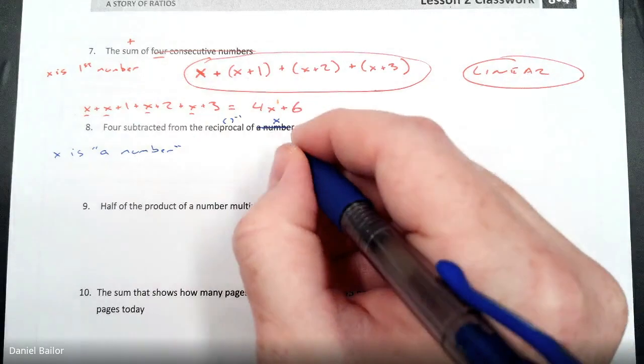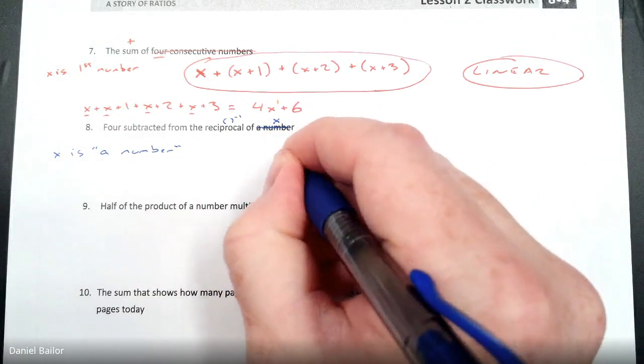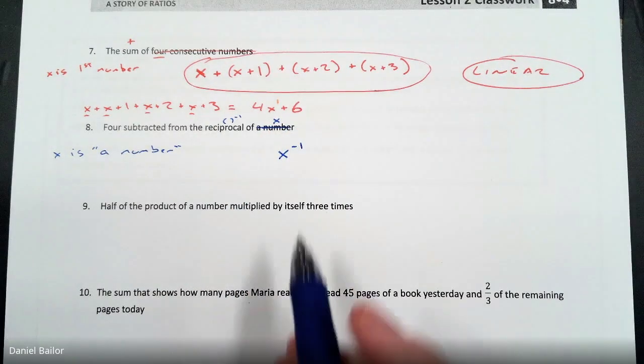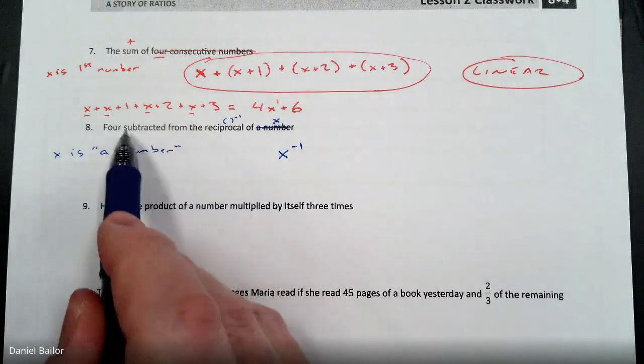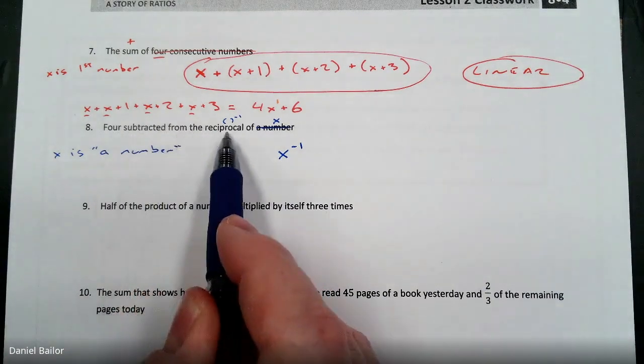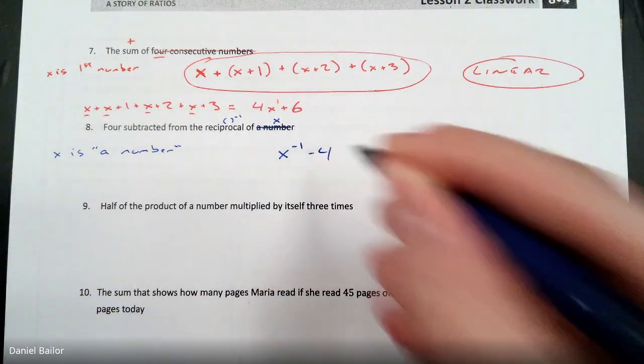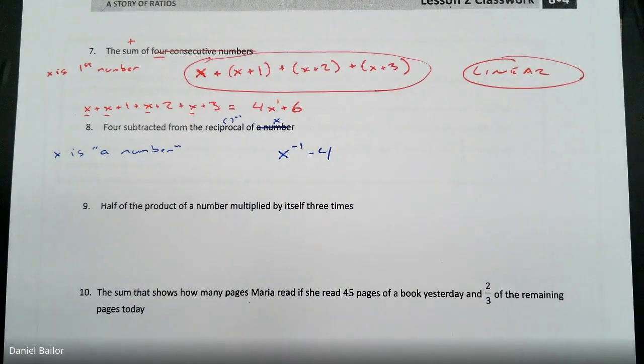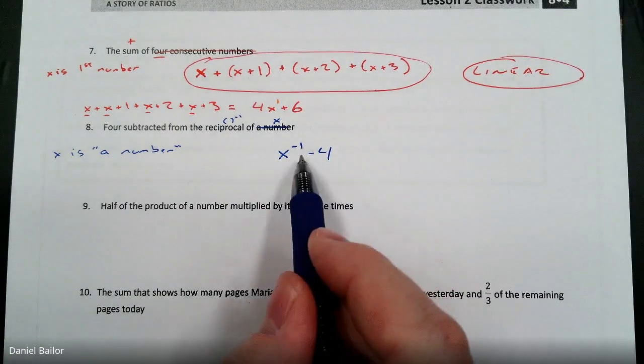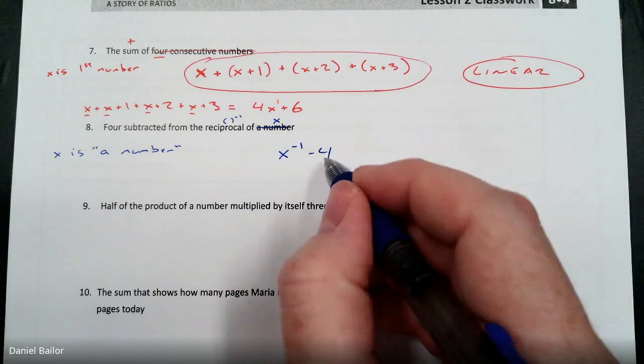So we say the reciprocal of x is x to the negative first. And it says 4 subtracted from the reciprocal. So where are we starting from? Here's a mistake a lot of people make, and I've been teaching for a while. Lots of people do this. They'll say this is it right there: x to the negative 1 minus 4. Because it's 4 subtracted from this.